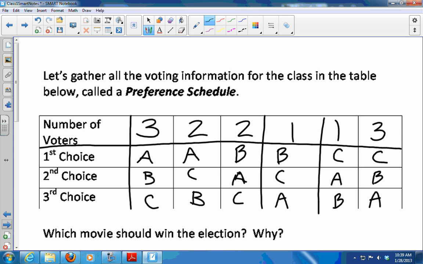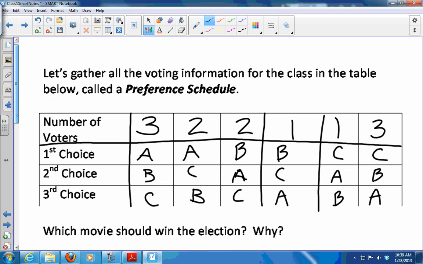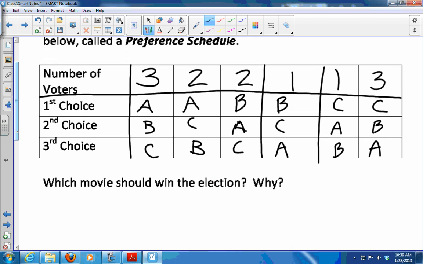Okay. So now, this is just a nice little summary of how everybody voted without having to have a stack of ballots. And before we answer this question, without counting the number of people in the room, how many people voted? 12, yeah, because you can count up the ballots. There were 3 ballots that look like this, 2 ballots that look like this, so we just add them up. 3, 5, 7, 9, 10, 12.